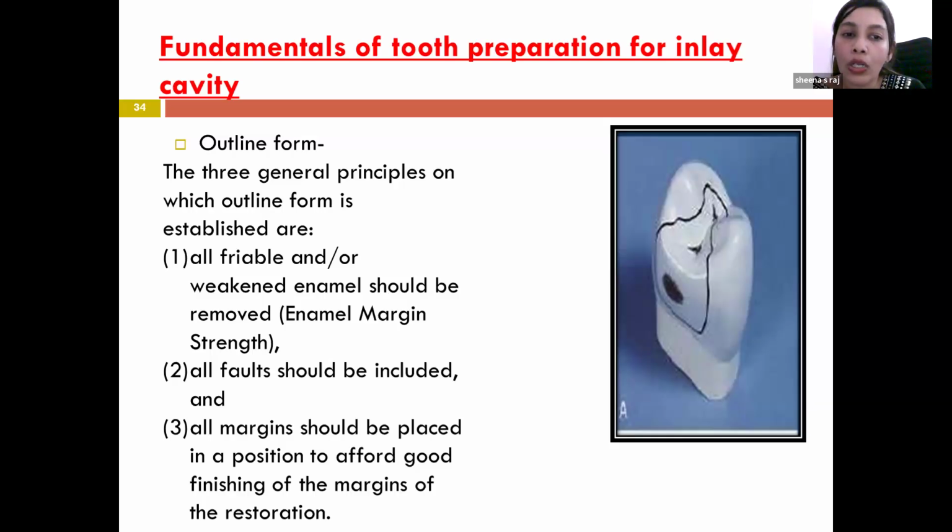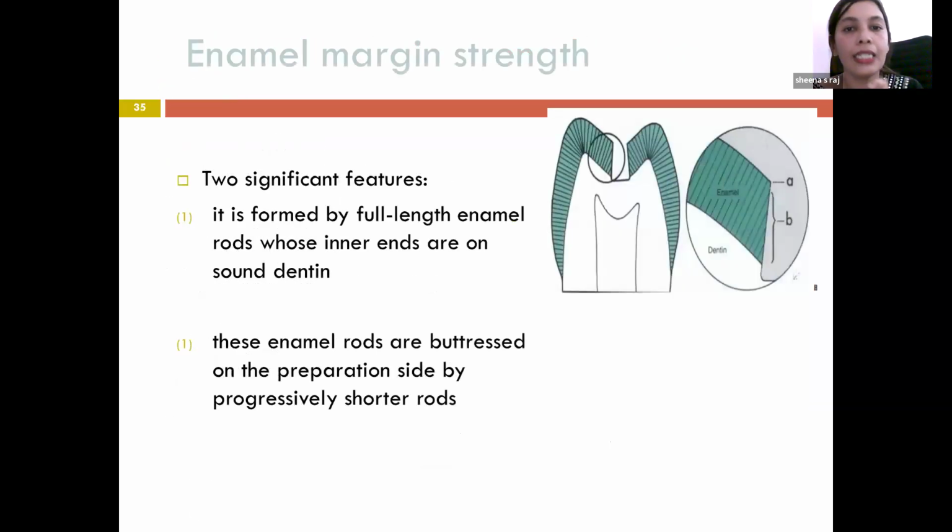Talking about the outline form, always include three important general principles. One, all the weakened enamel margins, etc., should be removed. Two, all the faulty cavities should be included. Three, all margins should be placed in a position to afford good finishing. That is the three important outline things that you have to keep in mind. Similarly, how do we preserve enamel margin strength? That comes under the outline.